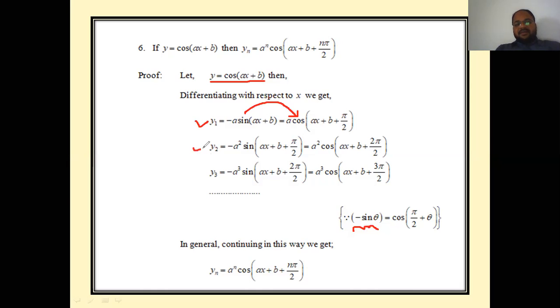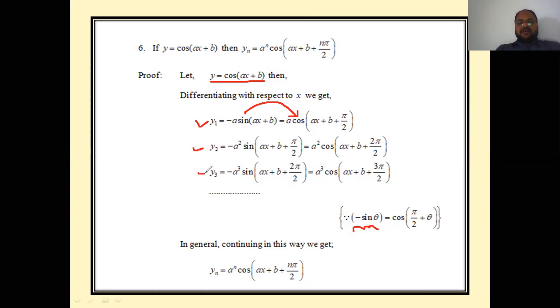Similarly, when you take the second derivative, as usual the derivative of this term is minus a square sine of ax plus b plus pi by 2. But also you will try to convert this sine into cosine. So here we get an addition of pi by 2 for cosine. So we get the angle as cos of ax plus b plus 2 pi by 2.